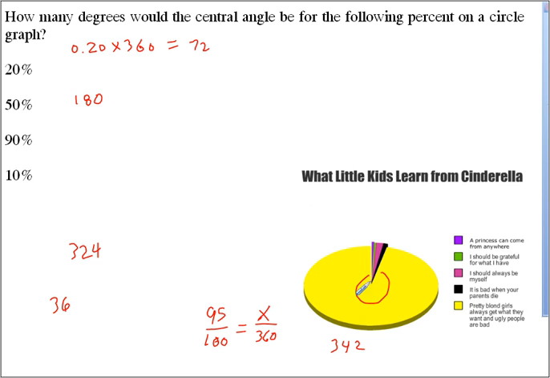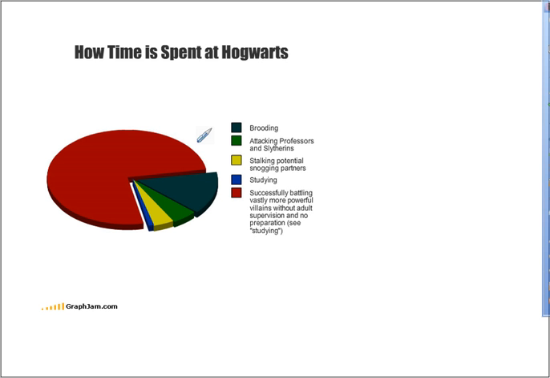Now, the reason why the central angle is so important to understand is because when you build circle graphs, that's what you need to do. Now over here, how time is spent at Hogwarts. And it looks like there's not a lot going on in Hogwarts, on top of the whole successfully battling vastly more powerful villains without adult supervision and no preparation. That's this here. It looks like maybe even 1% of the time is spent studying.